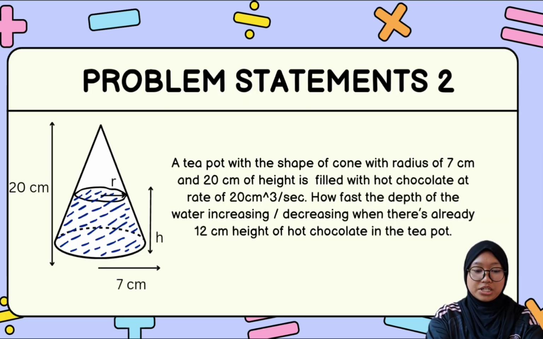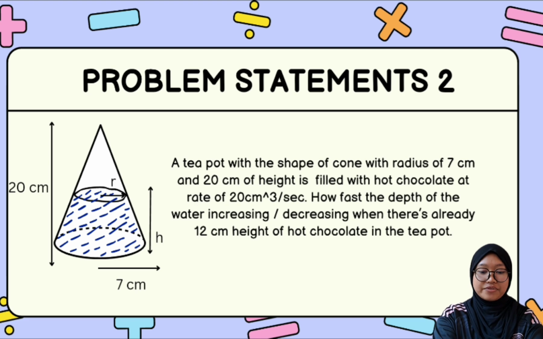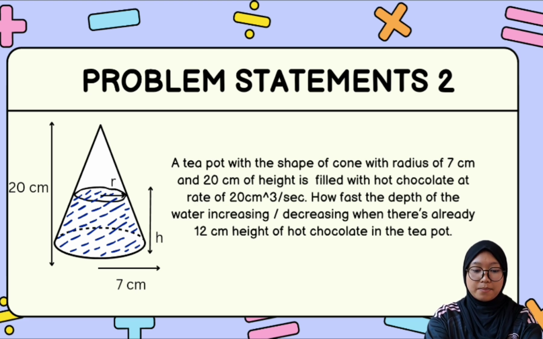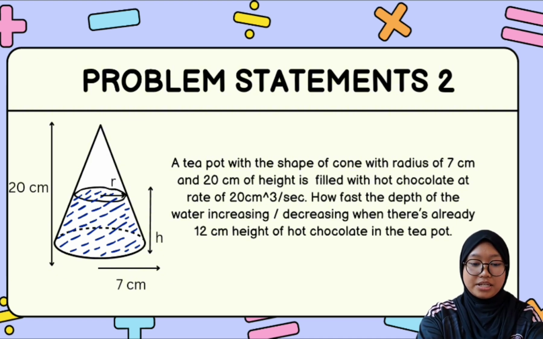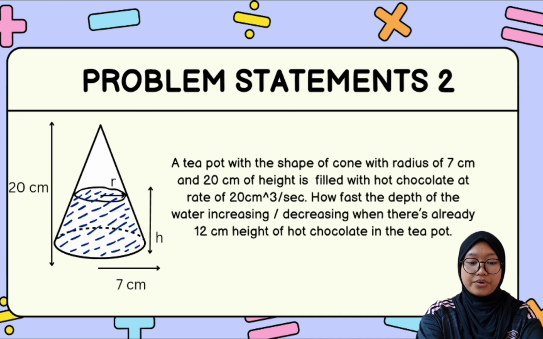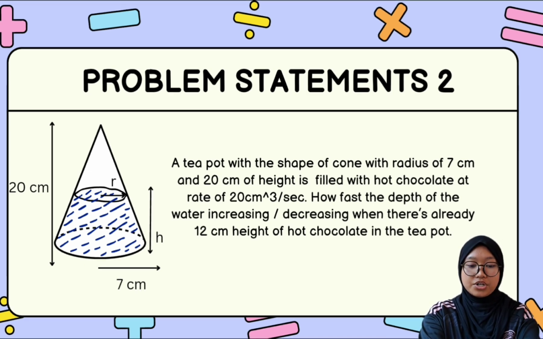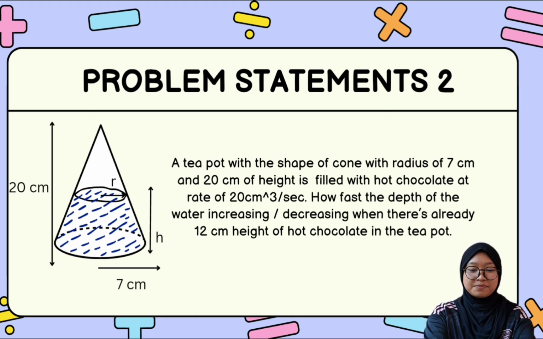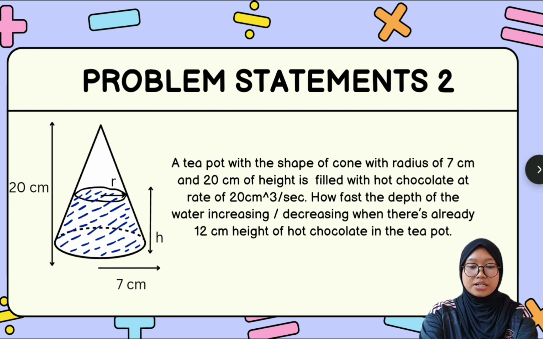A teapot in the shape of a cone with a radius of 7 cm and a height of 20 cm is filled with hot chocolate at a rate of 20 cm cubed per second. How fast is the height of the hot chocolate increasing or decreasing when there is already 12 cm height of hot chocolate in the teapot? Okay, now proceed to calculation.